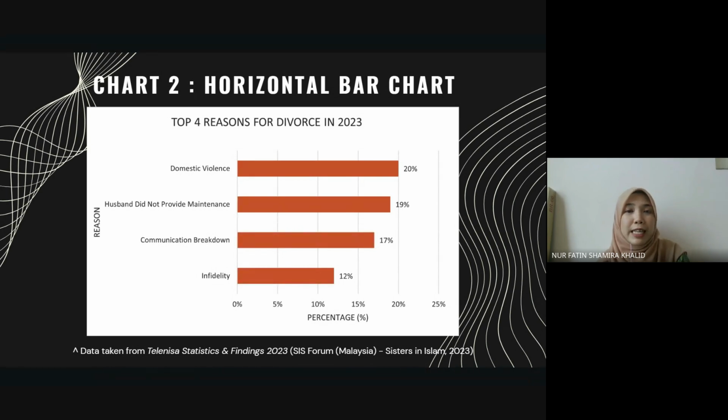This domestic violence may be worsened due to stress and financial strain during the post-COVID-19 pandemic, leading to the high divorce rate in 2023 as shown by the previous chart.